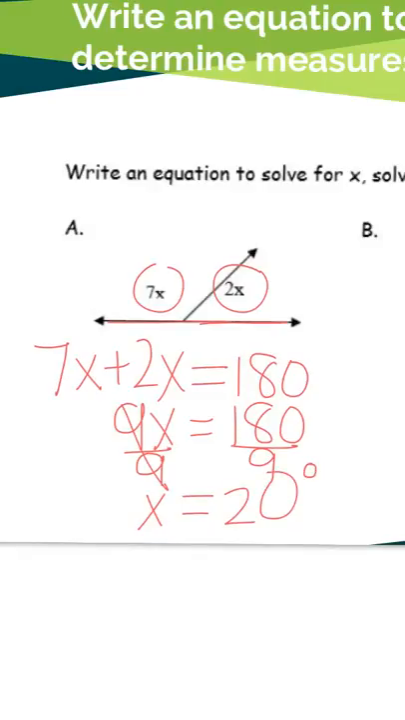Now go back and find out what the angle measures are. The first one was 7x, or 7 times x. If x is 20, then 7 times 20 is 140 degrees. Then we have 2x, or 2 times x, which is 2 times 20, and that is 40 degrees. You can double check your answer to make sure they add up to 180 degrees. 140 plus 40 does equal 180 degrees, so those angle measures are correct.